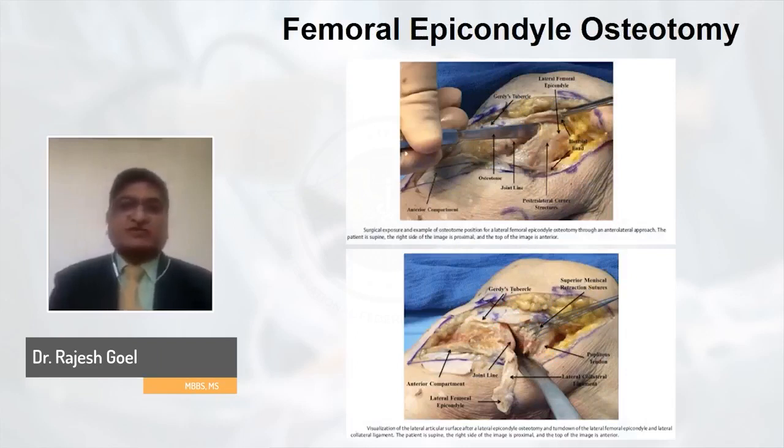This is the proximal part, this is the distal part, this is the medial part, this is the lateral part, this is the femoral epicondyle, the lateral epicondyle, which is being osteotomized. After osteotomy, you can see the joint line is visible here, and you can fix the fracture fragments very well, easily.